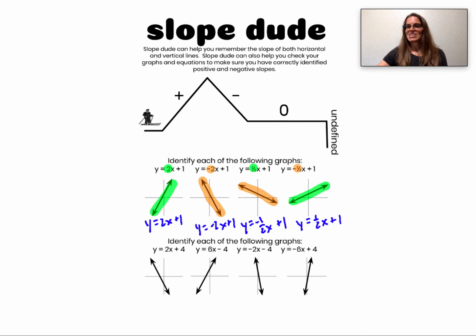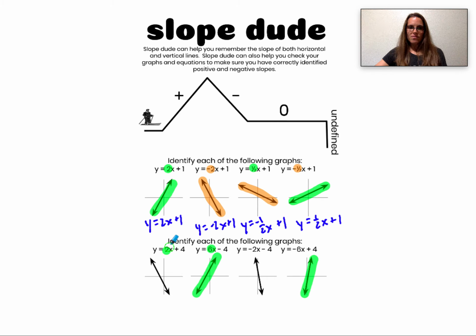Let's go on to the next set. Isn't this fun? Next set. Let's look at the puff-puff positives. Puff-puff positive of 2, 6. Those are my two positive slopes. And then my two positive graphs are this one and this one.